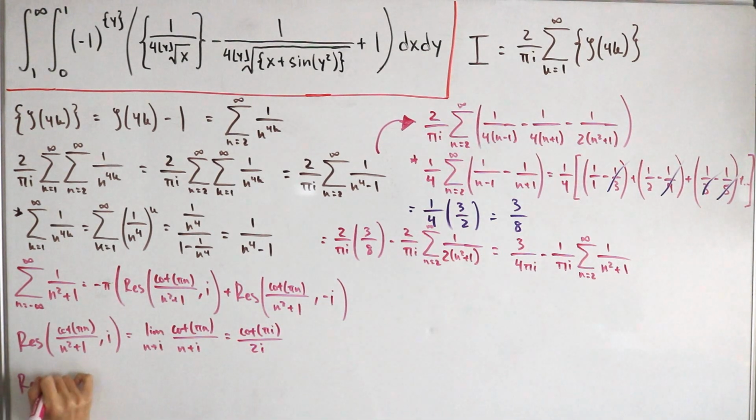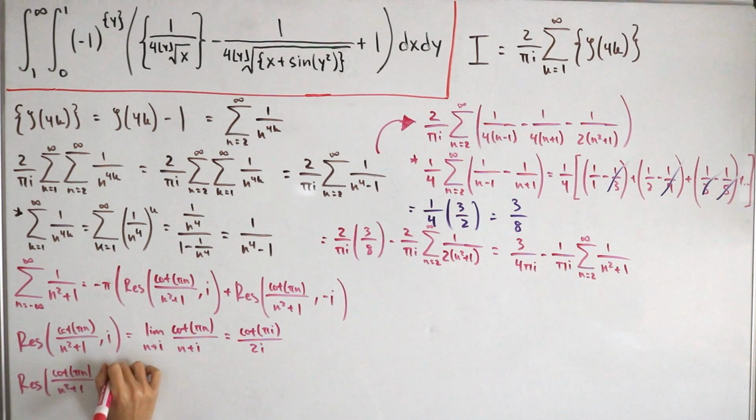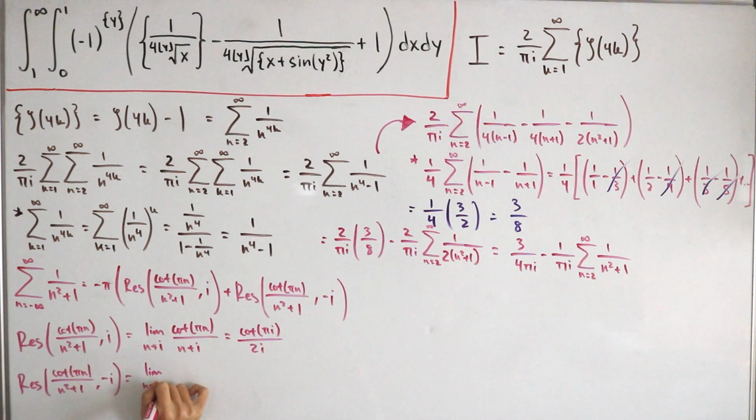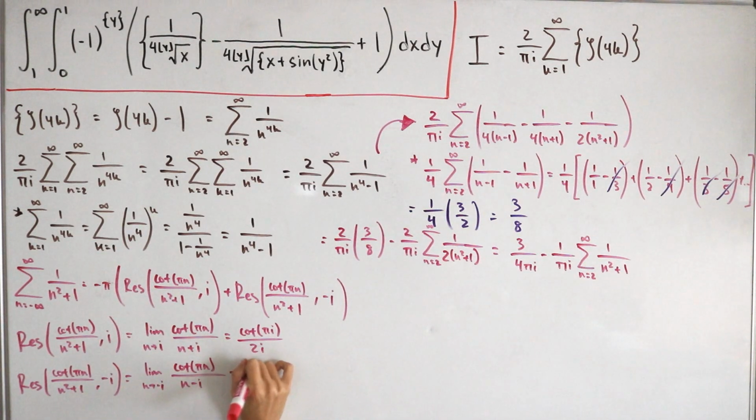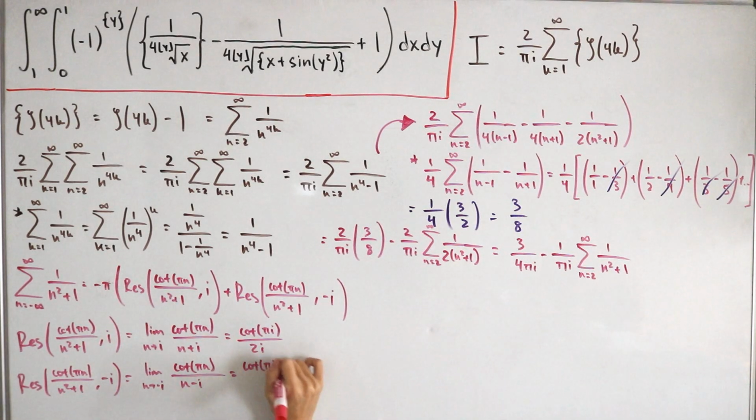Let's do the other one: the residue of cotangent pi n divided by n squared plus 1 at the pole negative i. It's the same thing, so the limit is as n approaches negative i, and on the bottom I have n minus i. Cotangent is also an odd function, so the minus signs cancel, and it's just cotangent of pi i divided by 2i, just like that.